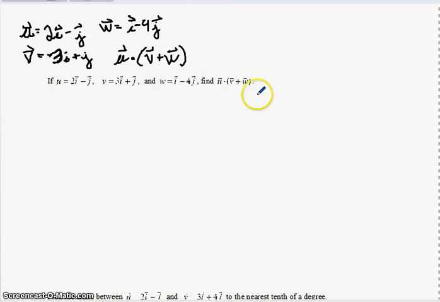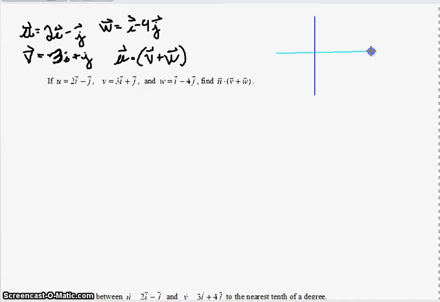It didn't come out so well on the PDF, so I had to kind of rewrite the vectors here. I have three vectors: a vector u, which is 2i minus j, a vector v, which is 3i plus j, and a vector w, which is i minus 4j. So just a quick refresher of what that means.